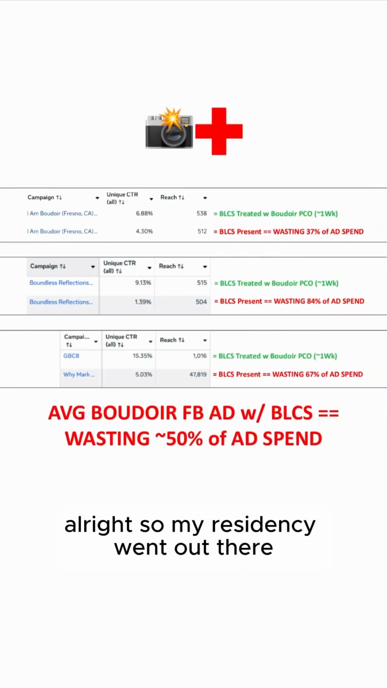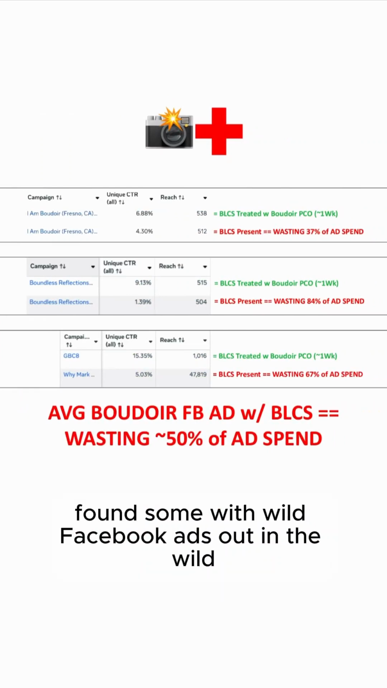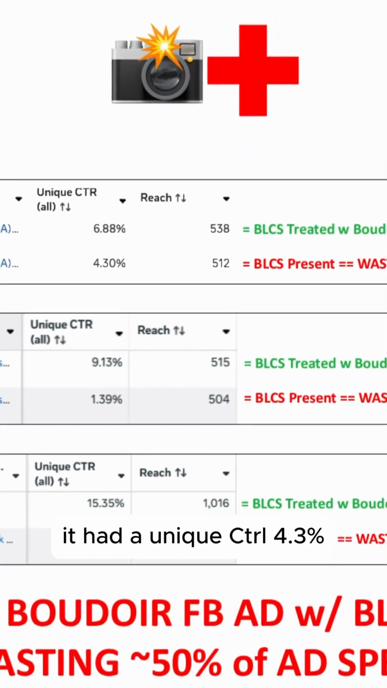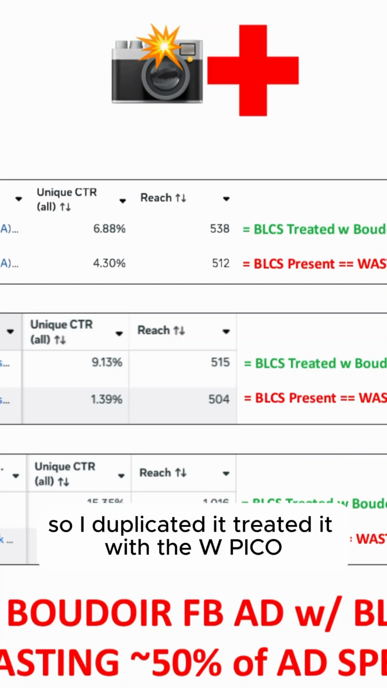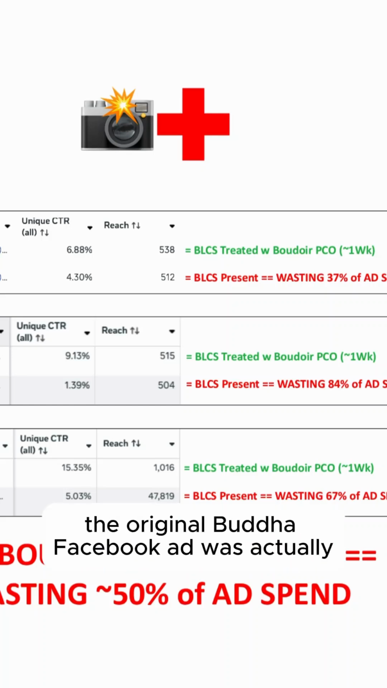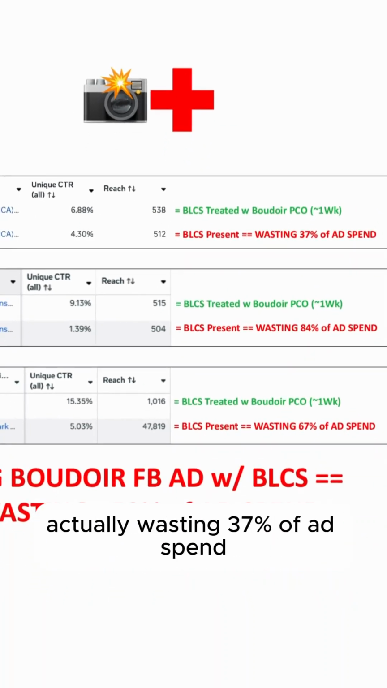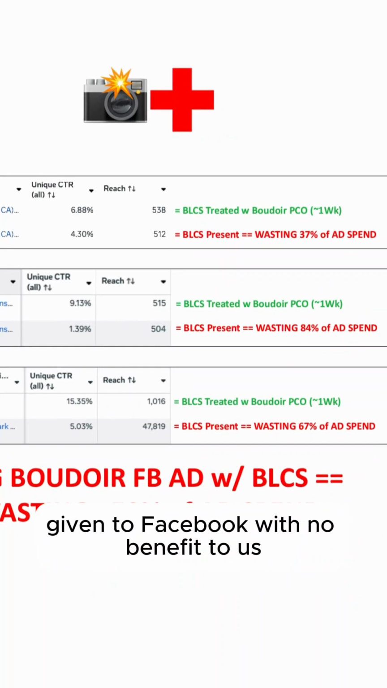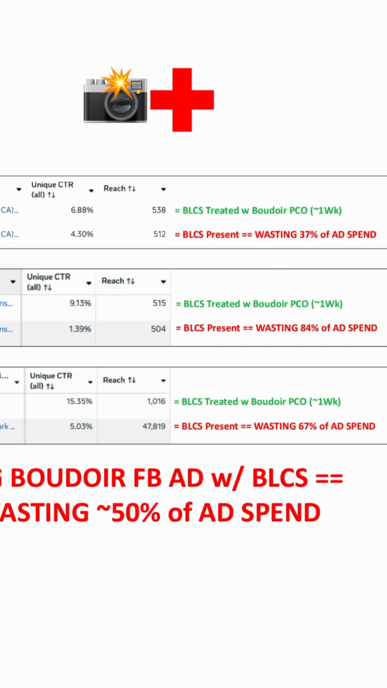All right, so in my residency, I went out there and found some Boudoir Facebook ads out in the wild. Had a unique first one, brought it to the hospital, tested it, and it had a unique CTR of 4.3%. So we know BLCS is present. So I duplicated it, treated it with Boudoir Pico, took about a week, and got the unique CTR up to 6.88%. So we found out the original Boudoir Facebook ad was actually wasting 37% of ad spend, literally just being thrown out the window, given to Facebook with no benefit to us.